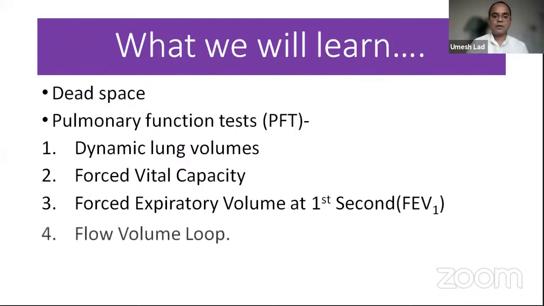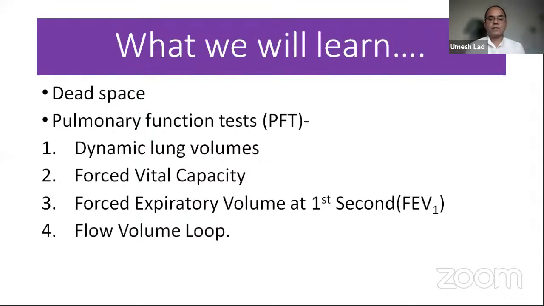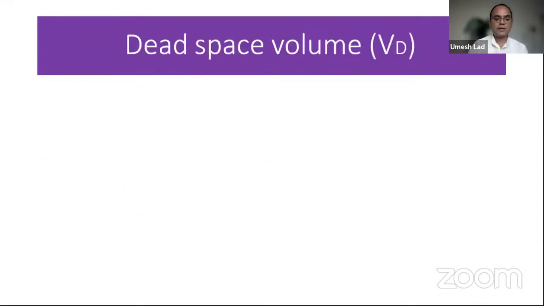Then there is a flow volume loop. This is a typical diagram which we get as a result of spirometry, and this is printed by most of the spirometers. So when you look at the diagram, it is evident what the disease is just by the look, and that will come at the end. And at the end we'll see again the MVV, that is maximum ventilatory volume.